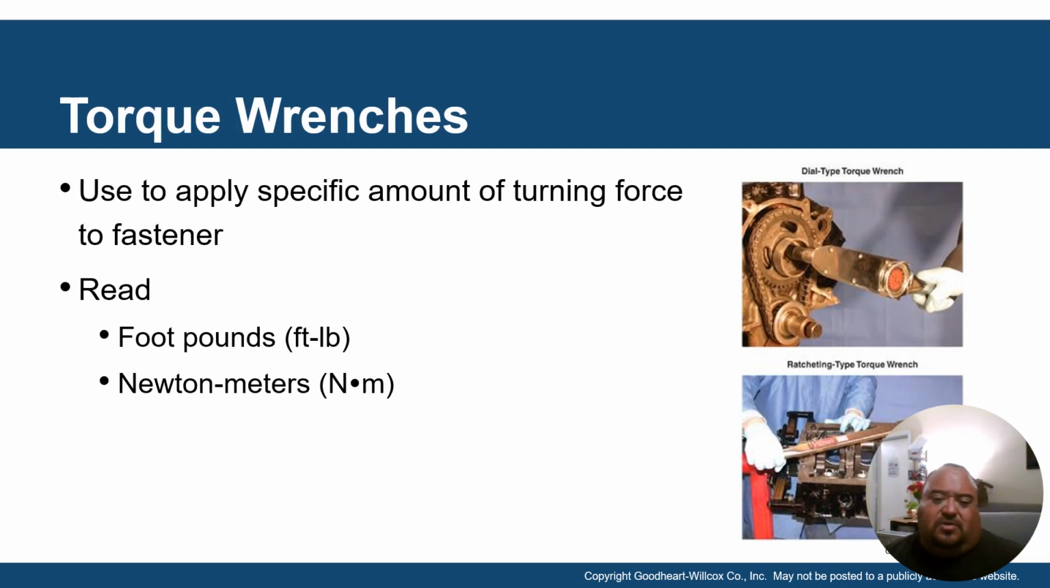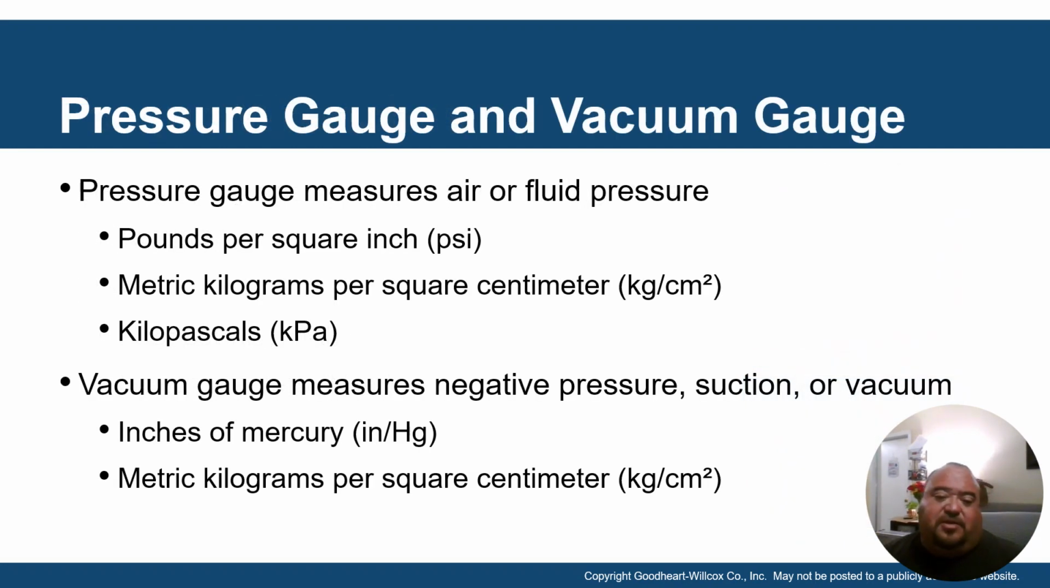Torque wrenches are used to apply a specific amount of turning force to a fastener. They're read in foot-pounds or Newton meters. Pressure gauges and vacuum gauges: pressure gauges measure air or fluid pressure in pounds per square inch, metric kilograms per square centimeter, or kilopascals. A vacuum gauge measures negative pressure, suction, or vacuum. It's measured in inches of mercury or metric kilograms per square centimeter.